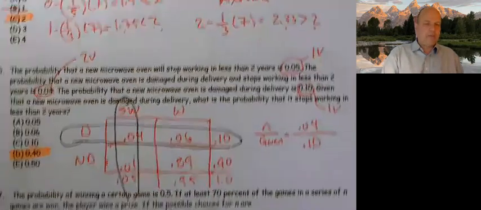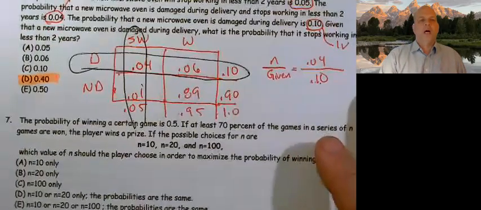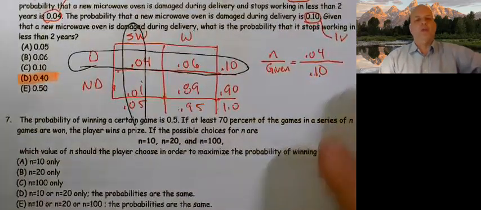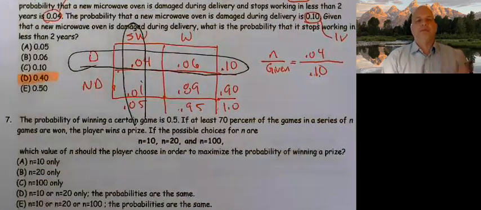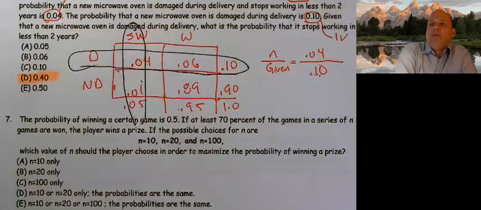All right. Number 7. The probability of winning a certain game is 0.5. So in other words, we expect to win the game 50% of the time. If at least 70% of the games in a series of games are won, the player wins a prize.